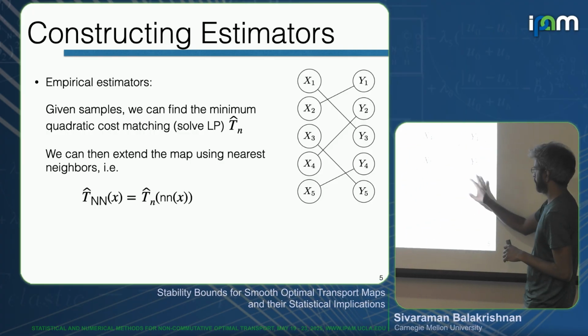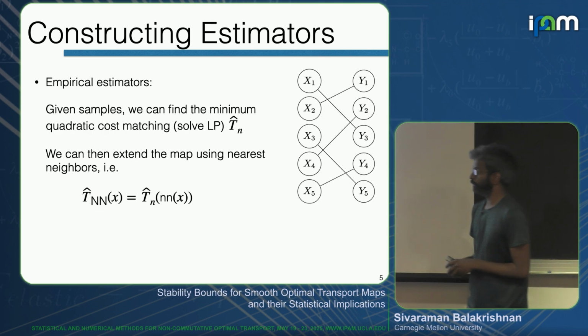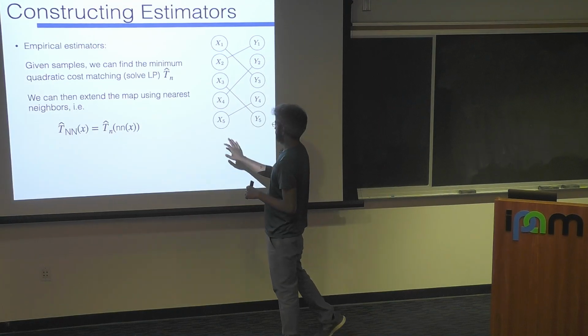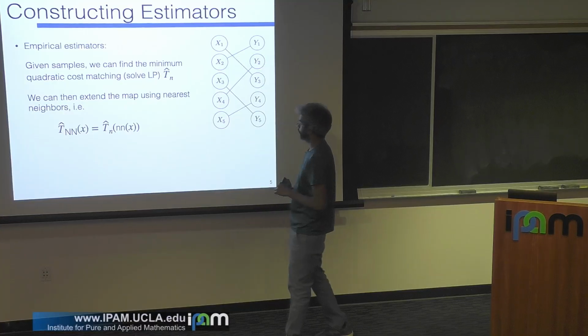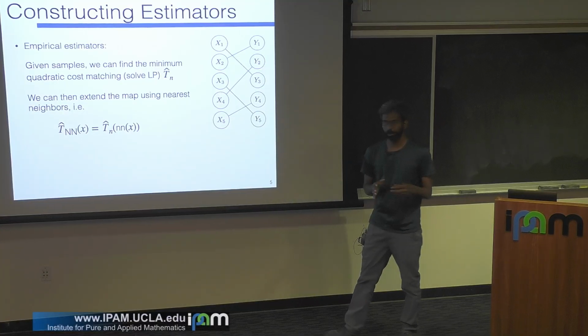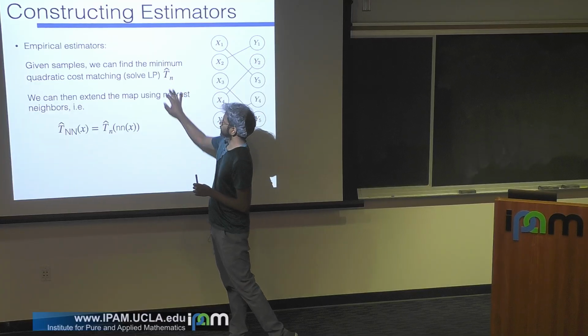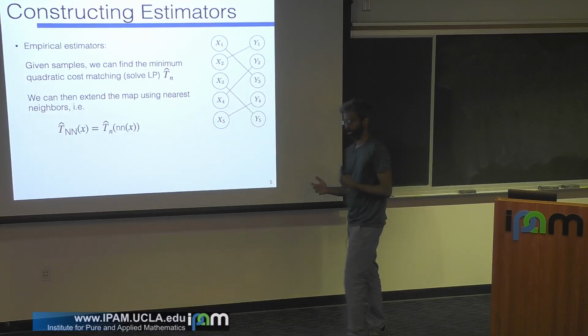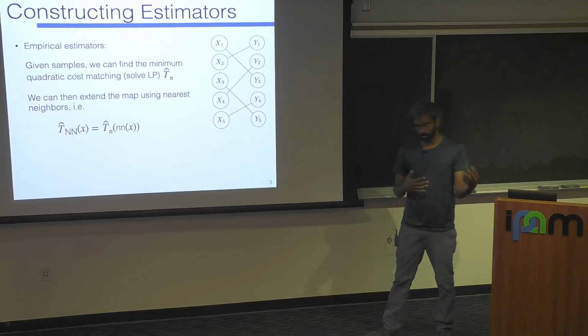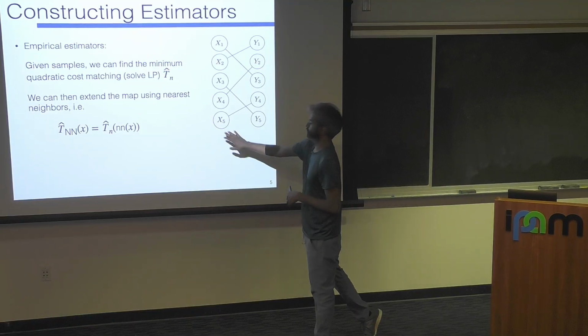by the Hungarian algorithm, try to compute the optimal matching between the samples. So let's say I give you n x samples and n y samples. You can compute the minimum cost matching between them. That itself doesn't give you an estimator of the transport map because you have to say something about what you do outside of the support of the X distribution, right?